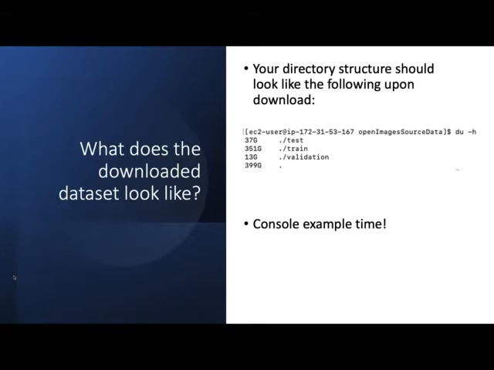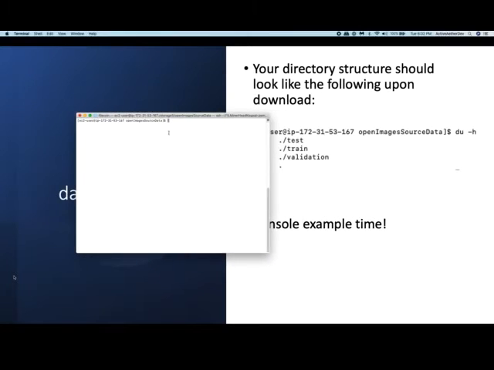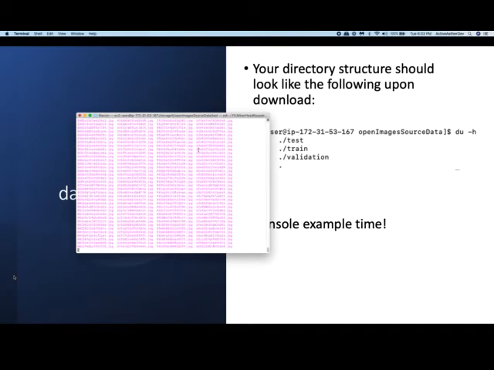I'll give you a quick console example here. This is our source data folder here. We've got all these 3 things. If we go to test and we show you a directory listing there, you'll see it comes as a bunch of JPEGs, which is really bad for storing on the network.